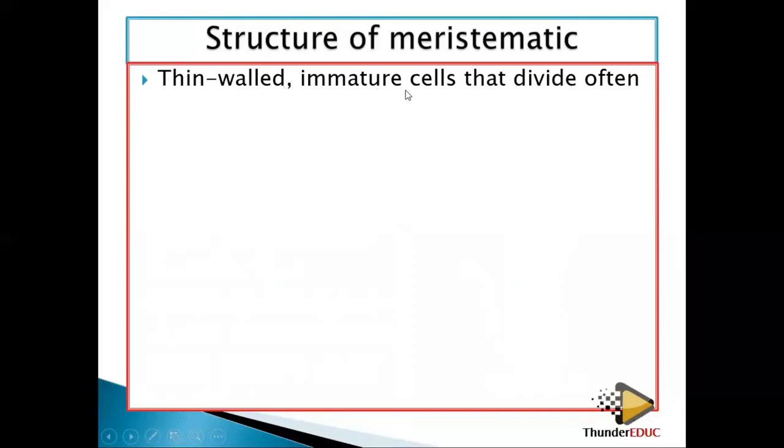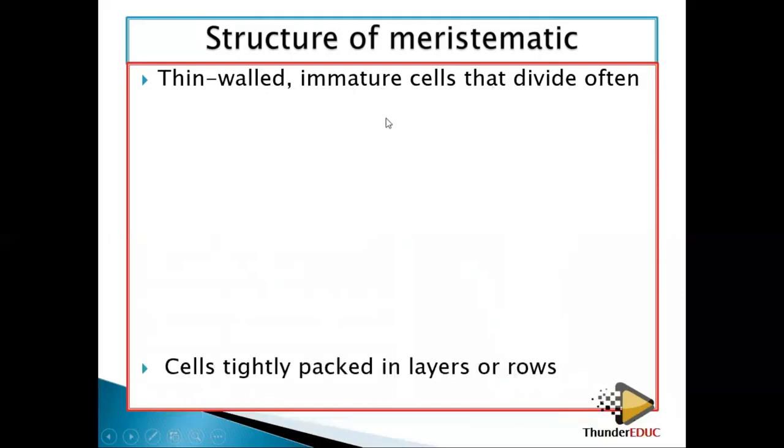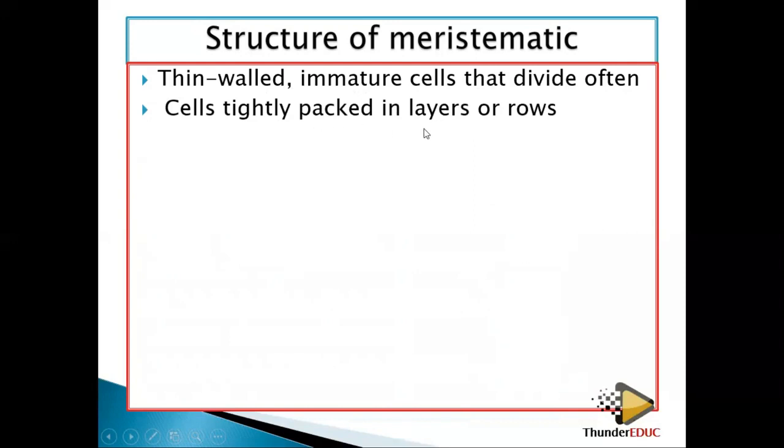Thin-walled, immature cells, it means that they can mature as they modify. Immature cells that divide often. Cells are tightly packed in layers and rows. So they are packed, it means that they can grow to give each other space. Then they have no intercellular spaces. There are no spaces in between these cells.